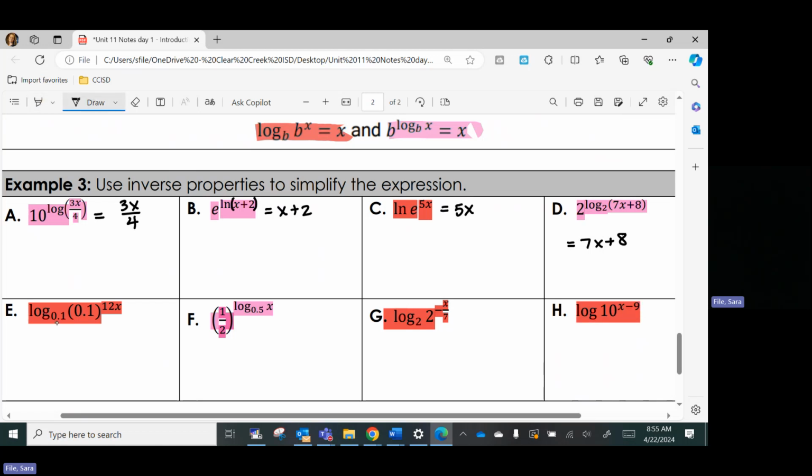This is a log base 0.1 of 0.1 that's going to negate, and I'm going to be simply left with the 12x. Here, a power of 1/2 with log base half. It doesn't matter that this one's written as a fraction and this one's written as a decimal. 1/2 is 1/2. That's still the same, which is going to make me be left with simply that x.